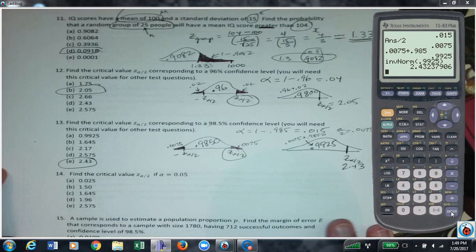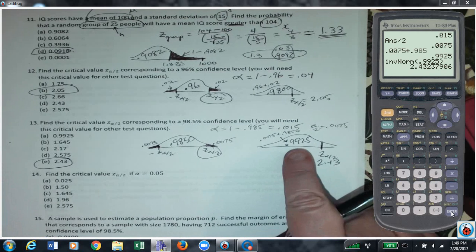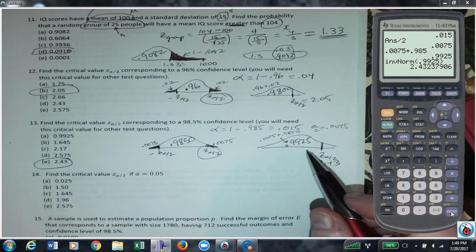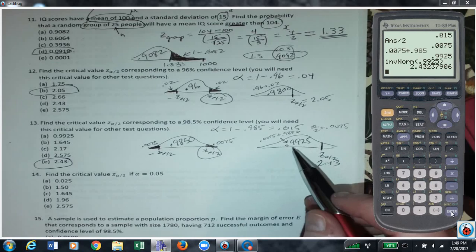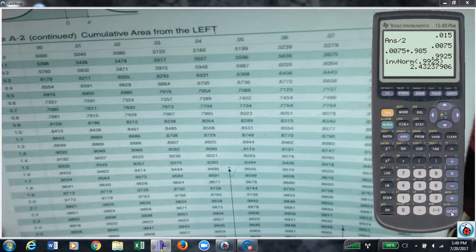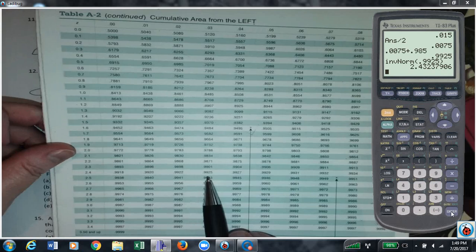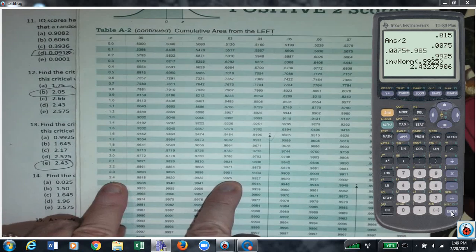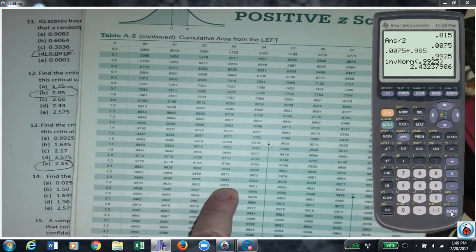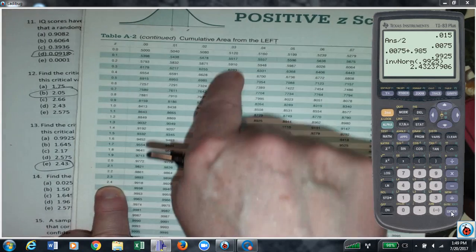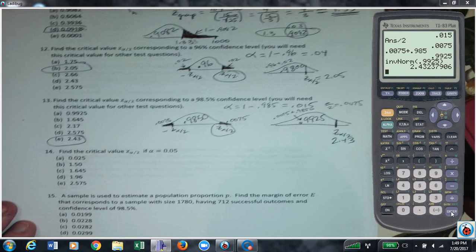Okay, if I didn't use my calculator, I could use the chart. This is going to be a positive z-score. I use the positive chart to find an area of 0.9925 in the body of the chart. 0.9925, there it is exactly. So that area corresponds to a z-score of 2.43, and I get the same answer.